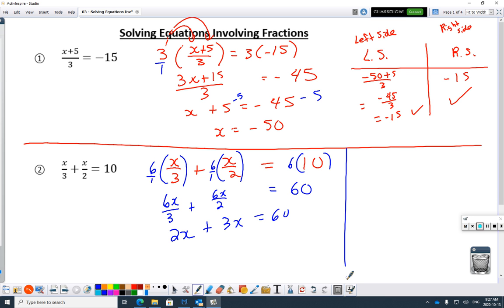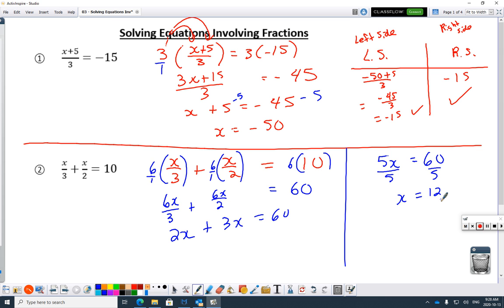In fact, I'll draw a line and say, this is now a review of what we were doing before you left. I can simplify this. 2x and 3x means 5x. My goal is to get x by itself. X is not by itself. It's being multiplied by 5. What's the opposite of multiplying by 5? Divide them both by 5. And I get x equals 12.